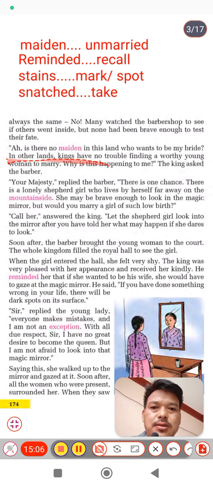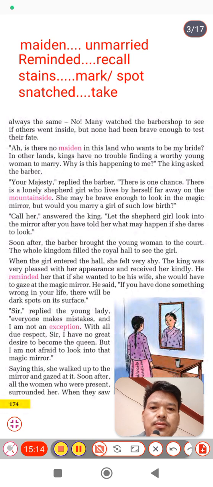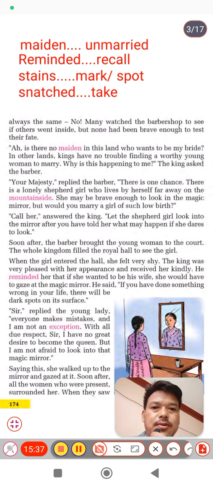But on the other hand, in other lands, kings had no trouble finding a young woman. Why is this happening to me? The king was surprised and very disappointed that he was not able to find any bride, while the other kings were able to find a worthy woman to marry. But why did this happen to me? So the king was upset.